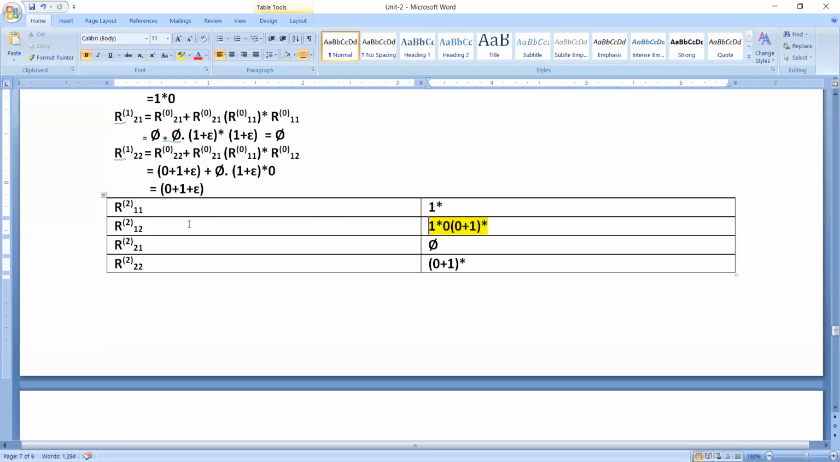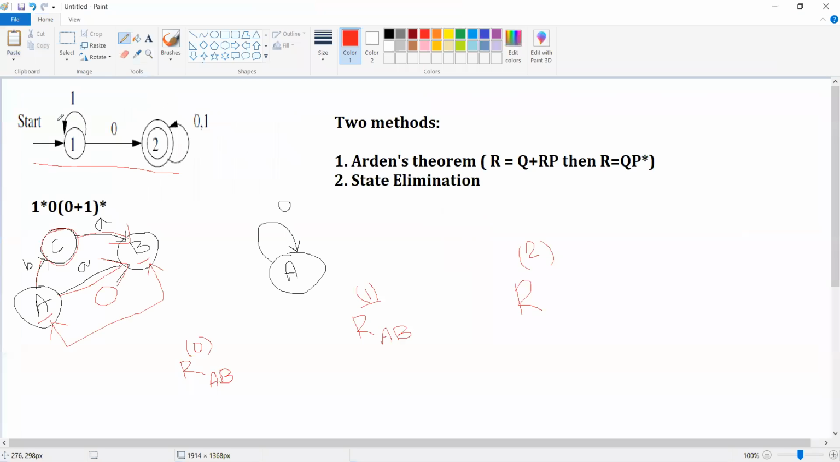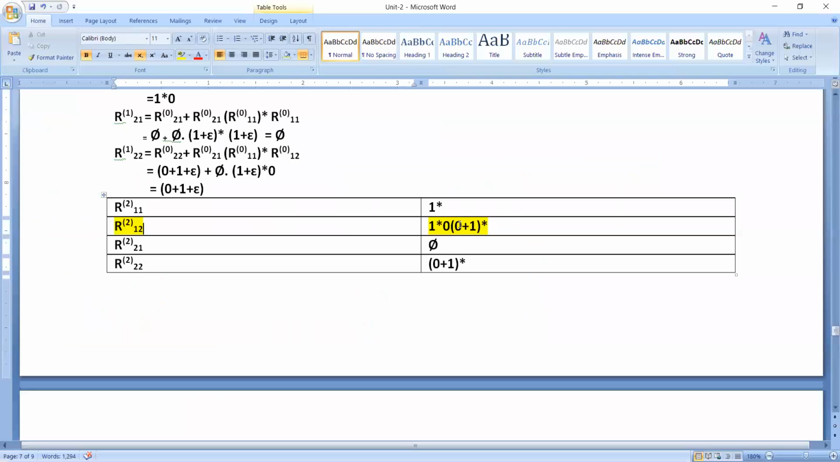So hence the answer will be, for the given finite automata, the regular expression will be 1 star 0 into 0 plus 1 whole star. So that is what I have told you. Even in my previous example, you can see here the answer for this finite automata will be 1 star into 0 plus 1 whole star. Now did we get the same answer over here? 1 star into 0 plus 1 whole star. So this is going to be our answer.